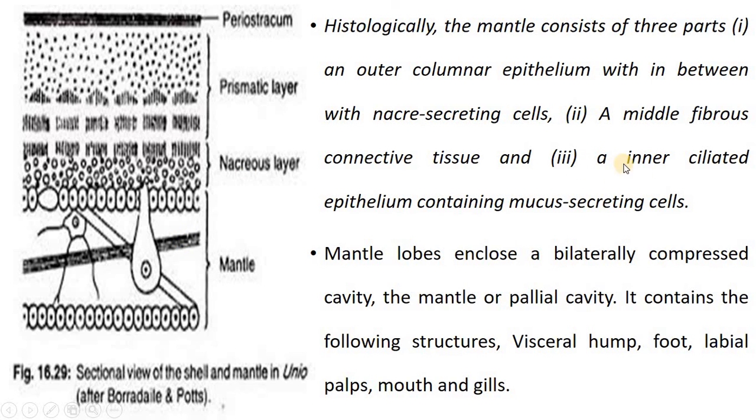Then the inner ciliated epithelium consisting of mucus secreting cells, this portion. So this inner ciliated epithelium produces the mucus. Then the mantle lobes enclose a bilaterally compressed cavity that is called the mantle or pallial cavity. Inside the mantle we have the following structures, namely the visceral hump, the foot, the labial palps, the mouth and the gills.